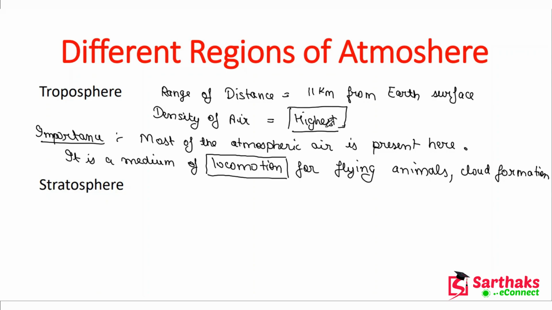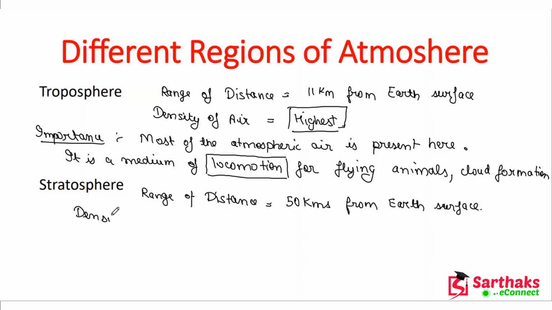Now we are going to discuss stratosphere. In the stratosphere, the range of distance is about 50 kilometers from the Earth's surface, and the density of air is less than the troposphere.